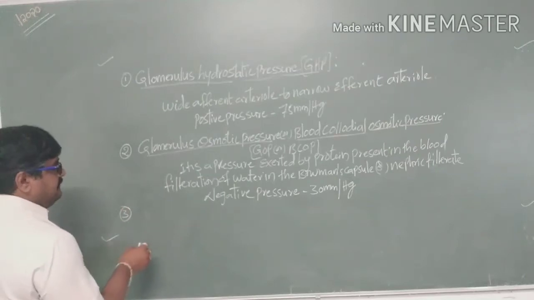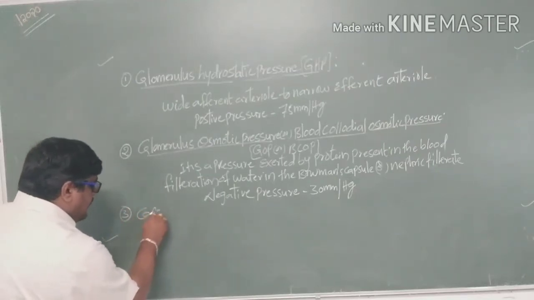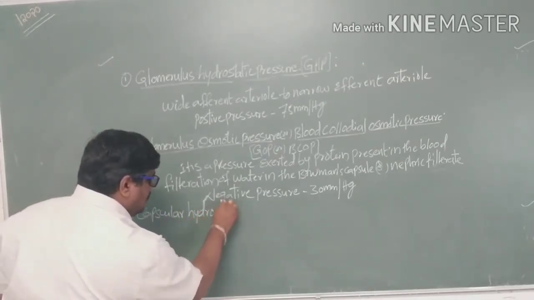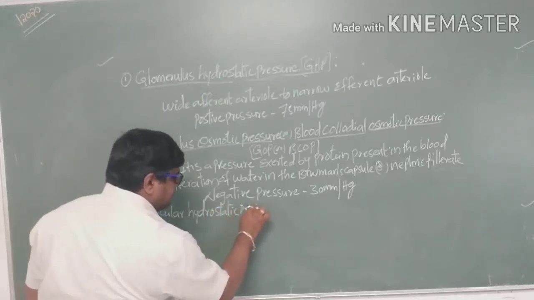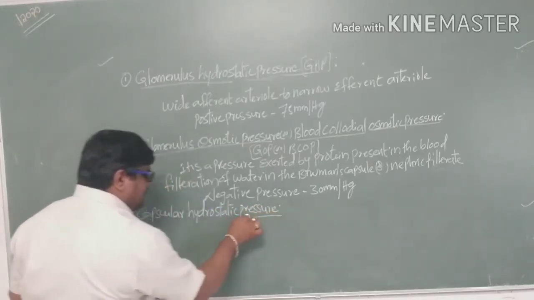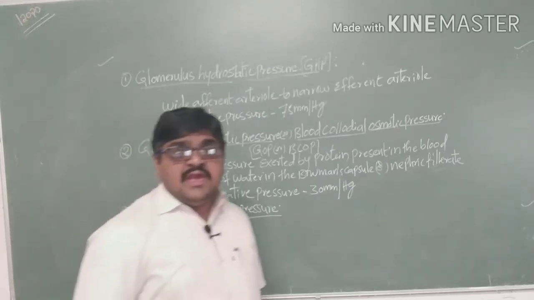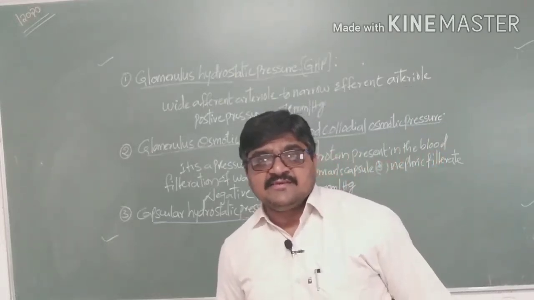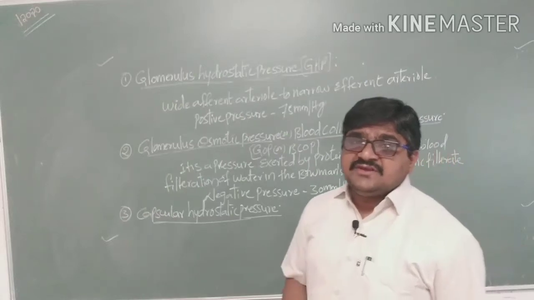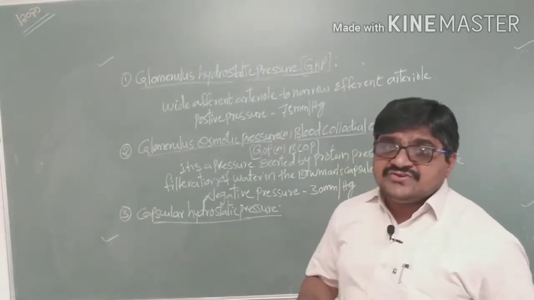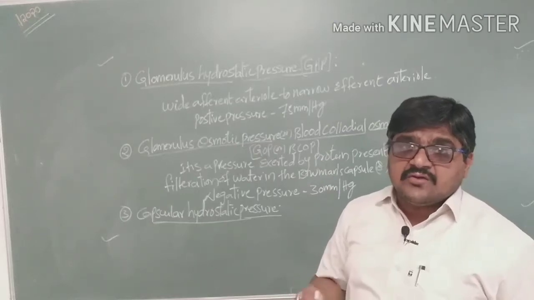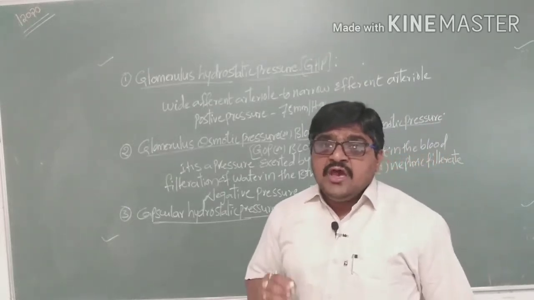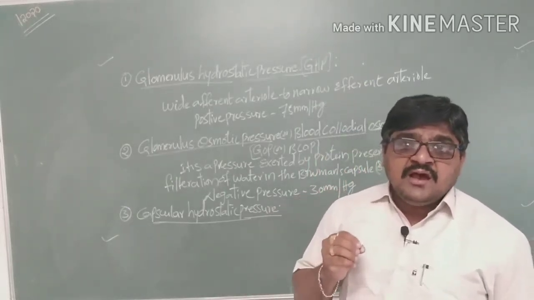Next, the third one is the capsular hydrostatic pressure. What does capsular mean here? It is the space present in the Bowman's capsule, called the capsular space. That capsular space is created by the pressure exerted by the water present in it, which affects the entry of new molecules into the Bowman's capsule.